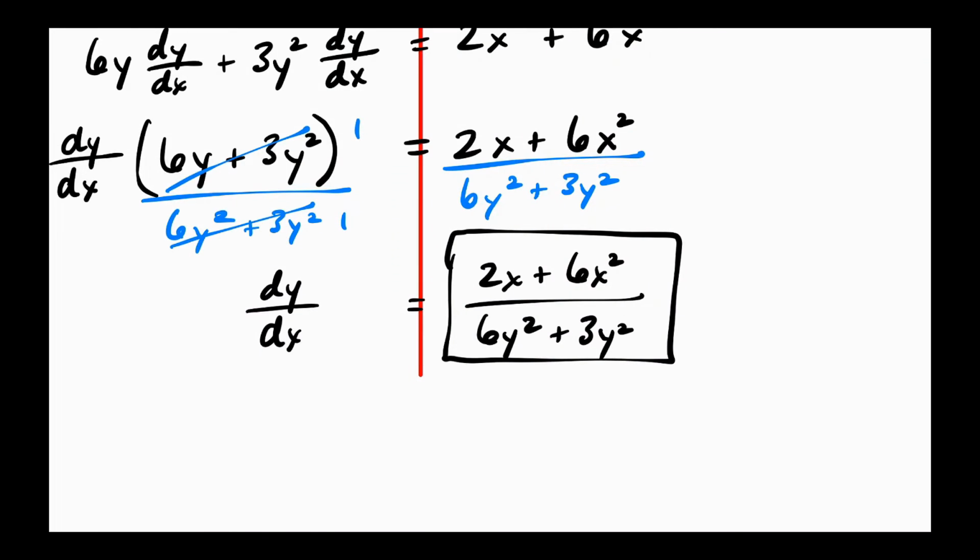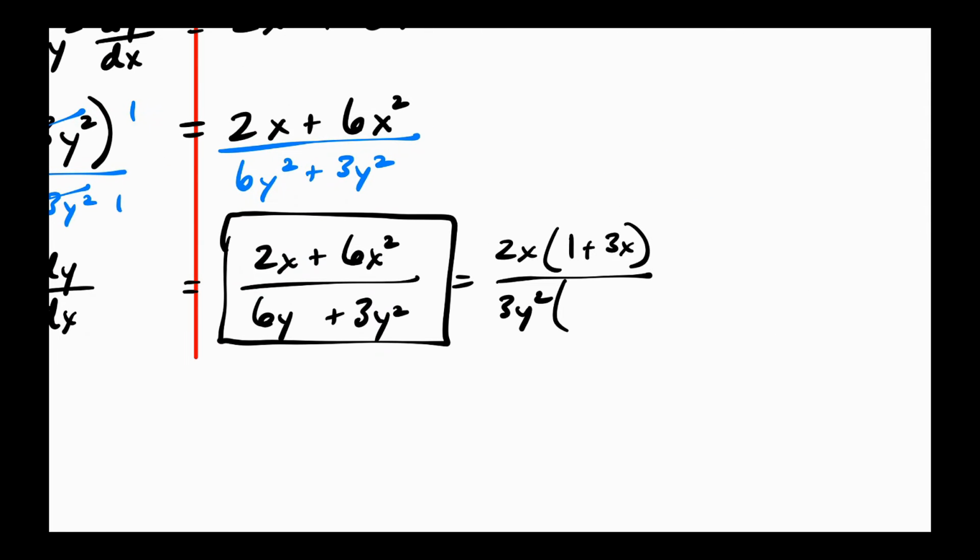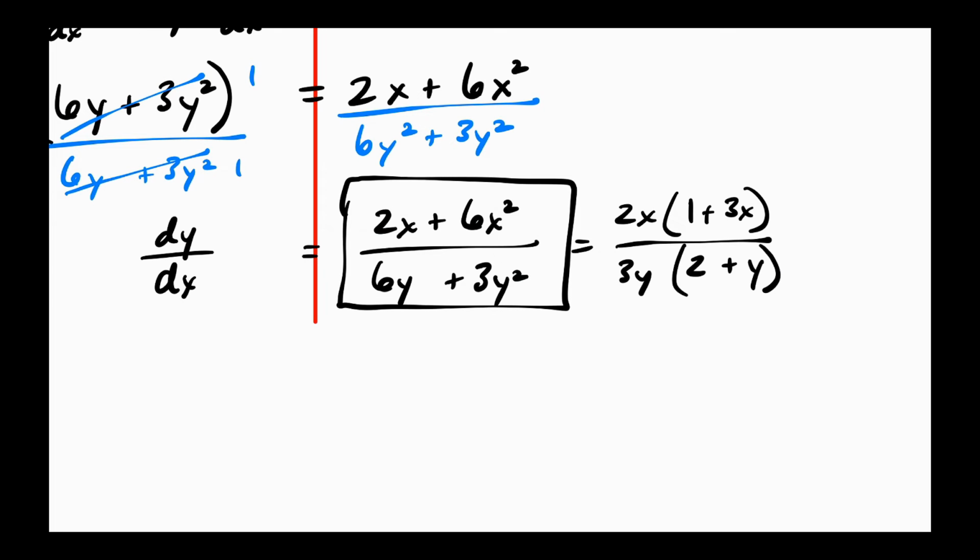Now, again, that answer is 100% okay with me, but I can easily see on a test them doing this: 2x, 1 plus 3x over 3y squared. Wait, I messed something up here, didn't I? Yeah, I added a y squared, right? Yeah, thank you. So it would be 3y, 2 plus y. I can easily see them doing that too.